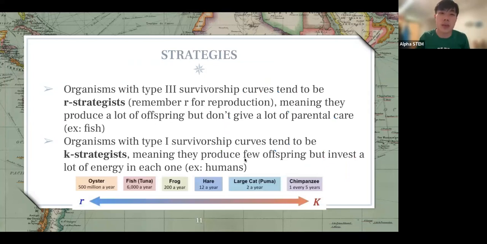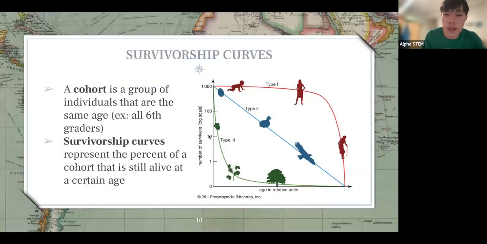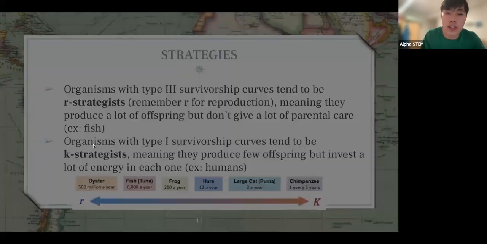And some closely related terms with this are r strategists and K strategists. Organisms with type 3 survivorship curves tend to be r strategists. You can remember r for reproduction, meaning they produce a lot of offspring but don't give a lot of parental care. So this oak tree produced a ton of acorns, but for each acorn, it's on its own.